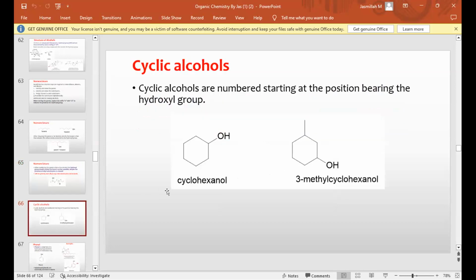Then cyclic alcohols: these are non-aromatic cyclic compounds that are bonded to OH. For example, this is a 6-membered ring, cyclohexanol, hex because it's a 6-membered ring. Here it is disubstituted: we see a methyl group and an OH group. Counting starts here, and as usual we want to give our OH group the lowest number. So 1, 2, 3: 3-methylcyclohexanol.